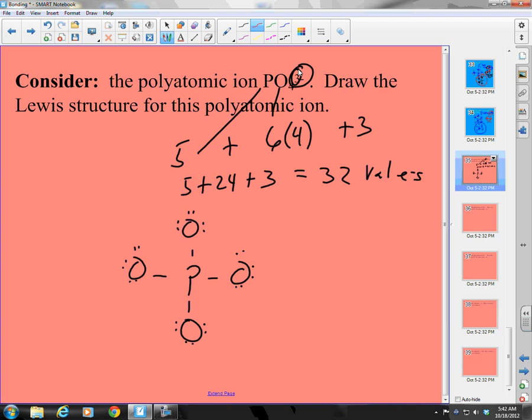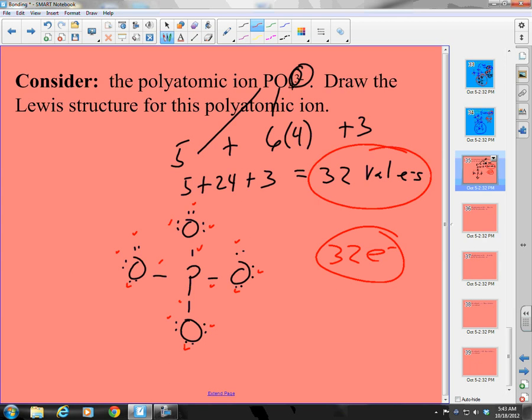So now let's count our total electrons. 2, 4, 6, 8, 10, 12, 14, 16, 18, 20, 22, 24, 26, 28, 30, 32. So I have 32 electrons in my picture. How many was I supposed to put? 32. Now we do one last thing to make this completely correct. Since this is an ion, we need to tell the reader that we have added electrons. The way we do that is we put it in brackets and we put the charge in the upper right-hand corner. So that is the way we would do phosphate.